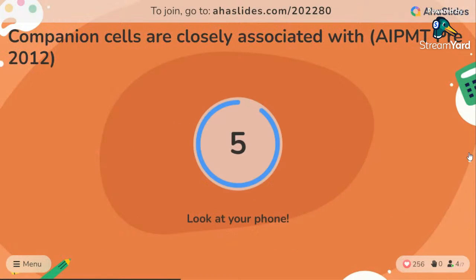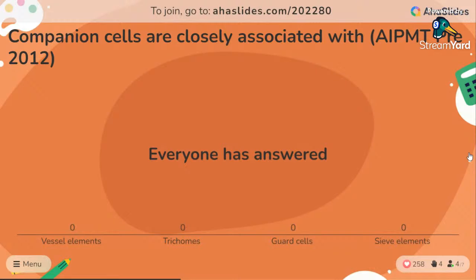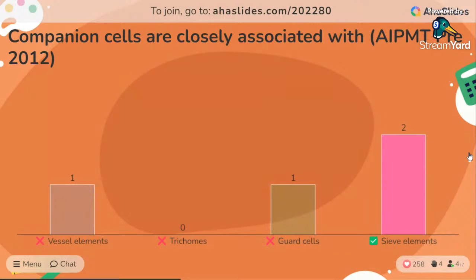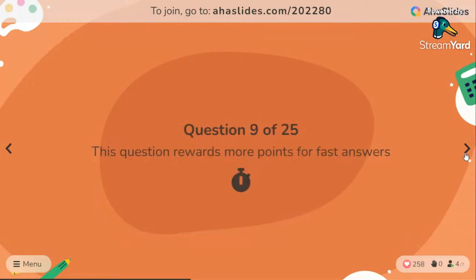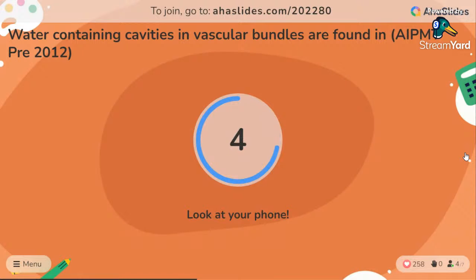All these are previous year questions. Companion cells are closely associated with, AIPMT preliminary 2012 question: vessel elements, trichomes, guard cells, and sieve elements. It is sieve elements. Okay, they are coming under the structures of phloem. Moving on to the ninth question out of 25 on your screens. Everybody's eyes on your screen. We'll have the next question.